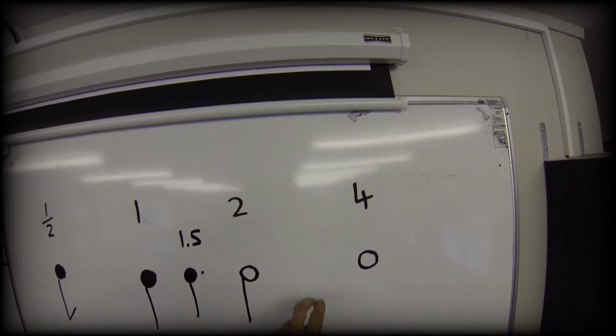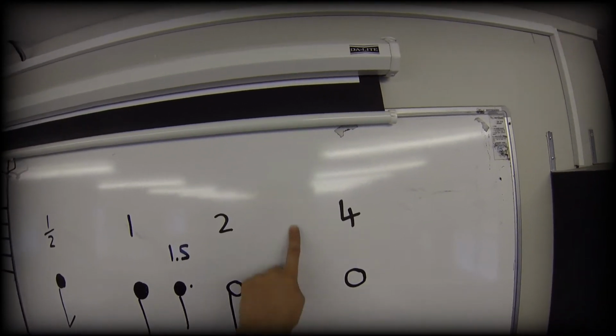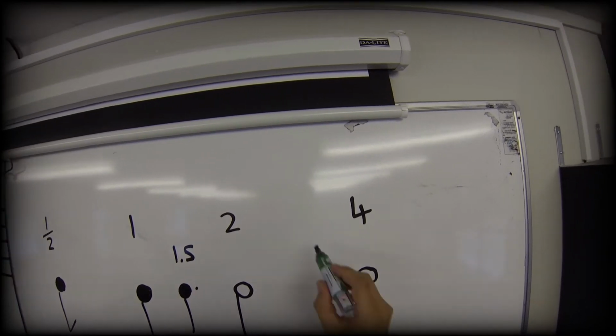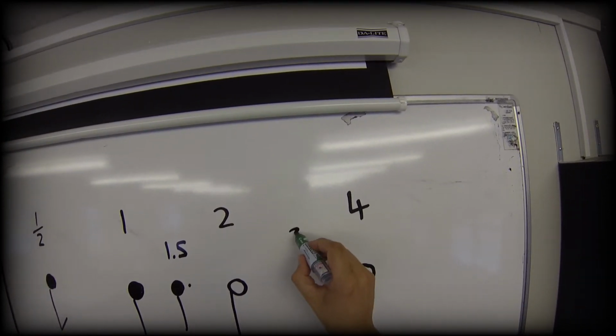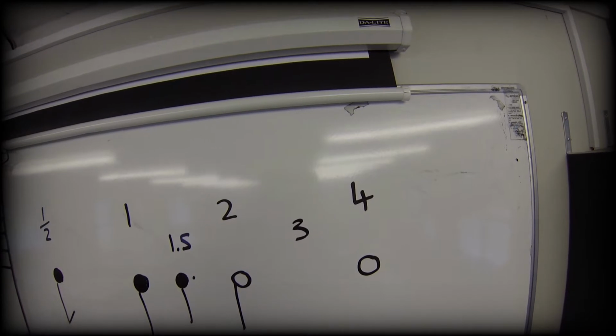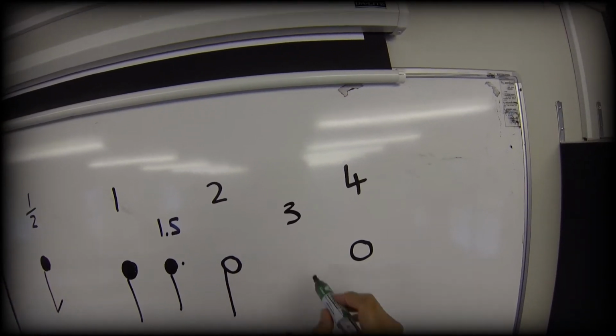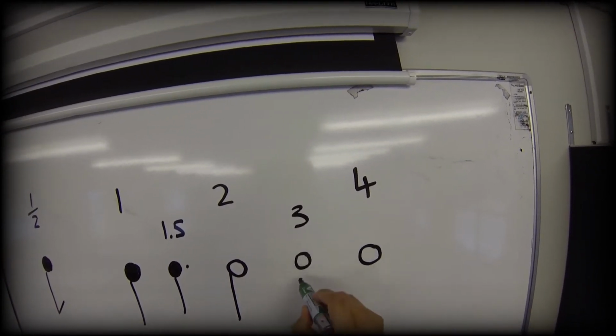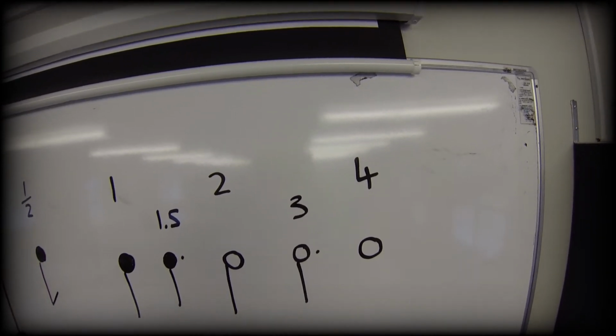I would also like a halfway point between 2 beats and 4 beats. So the halfway there is 3. And to do that, I'm going to take a 2-beat note, and again, I'm going to add a dot.